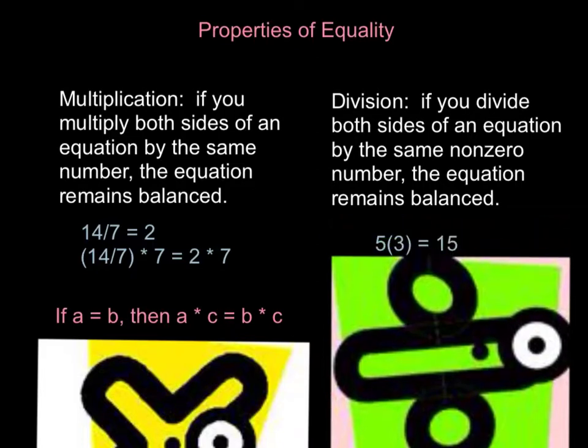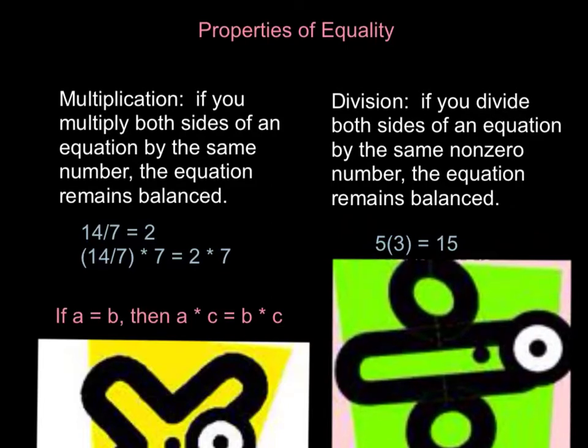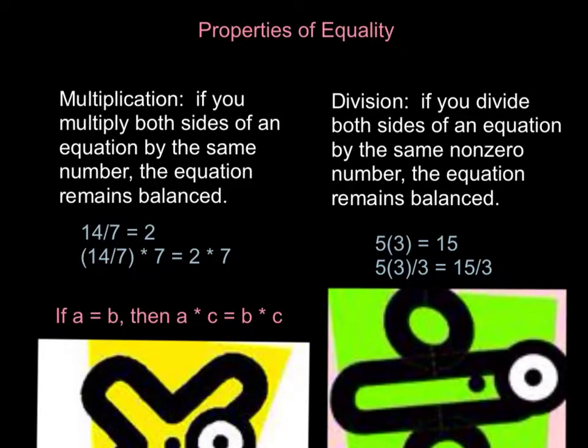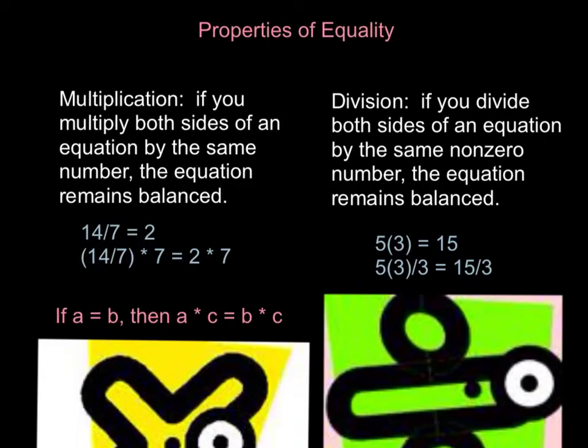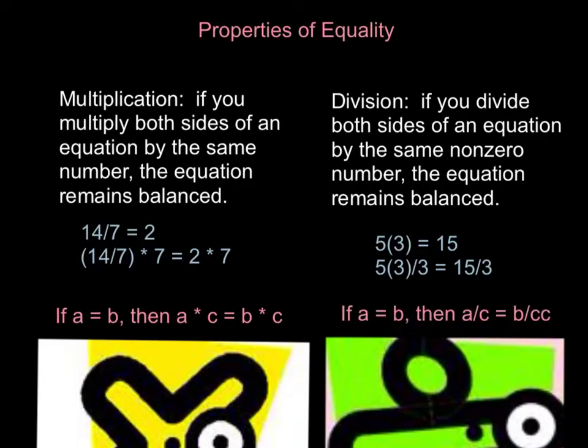An example of this would be 5 times 3 equals 15. If we divide both sides of the equation by 3, both sides of the equation are equal to 5. Algebraically, this would look like if A equals B, then A divided by C equals B divided by C. Please take a moment to pause this video and write down the division property of equality.